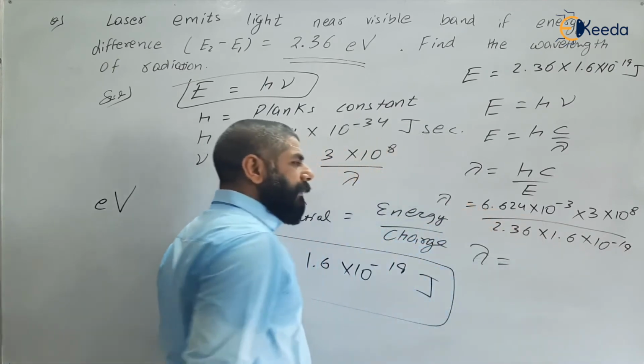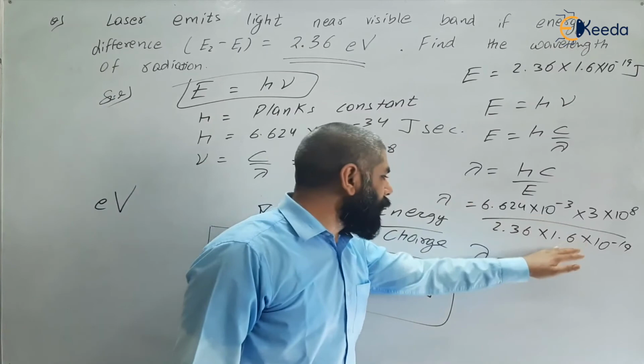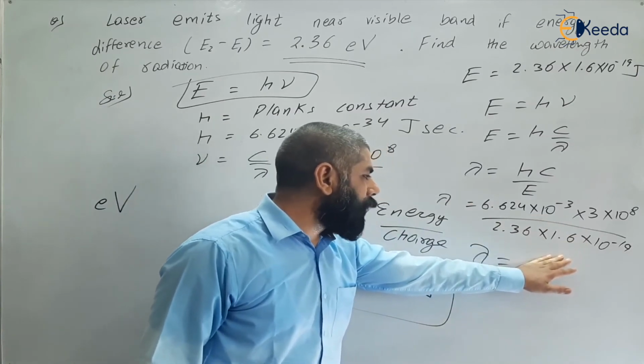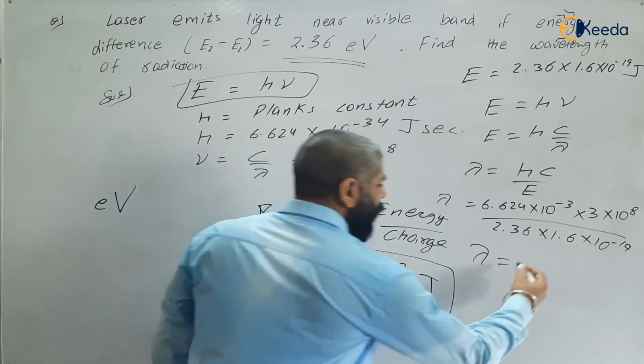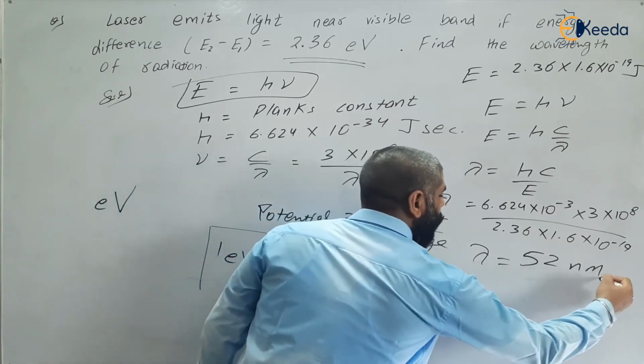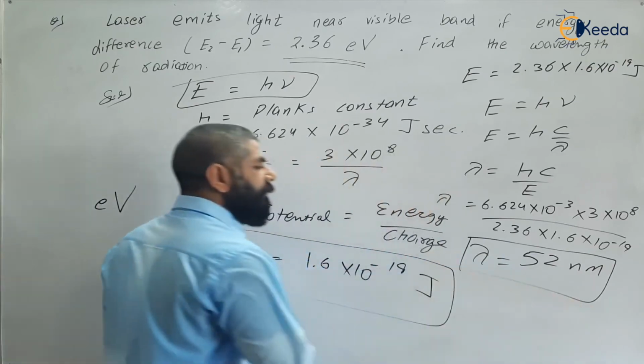So the value of lambda, if you simply solve using a calculator, comes out to be 52 nanometer after rounding. So this is the wavelength of the light.